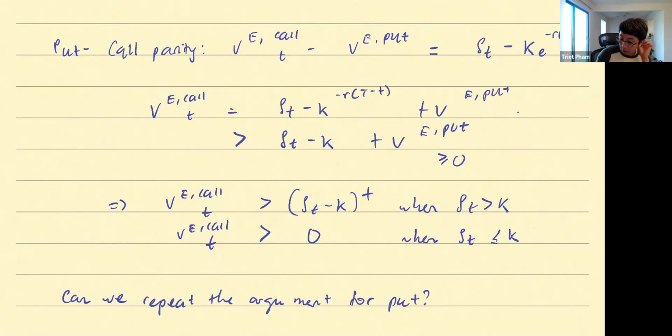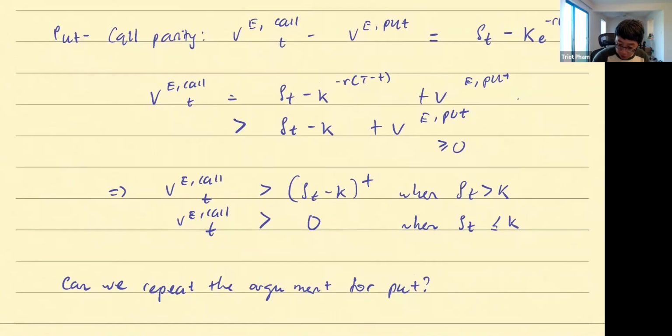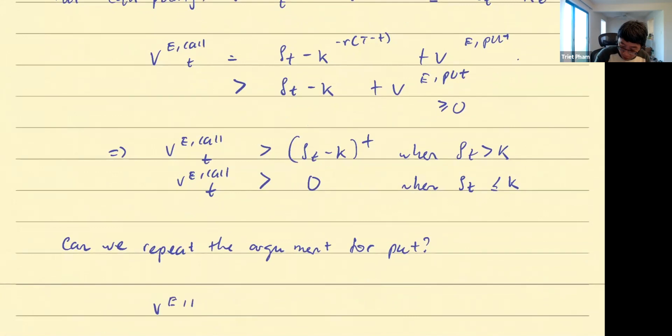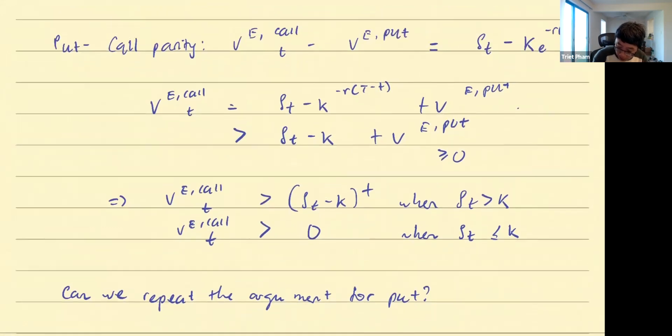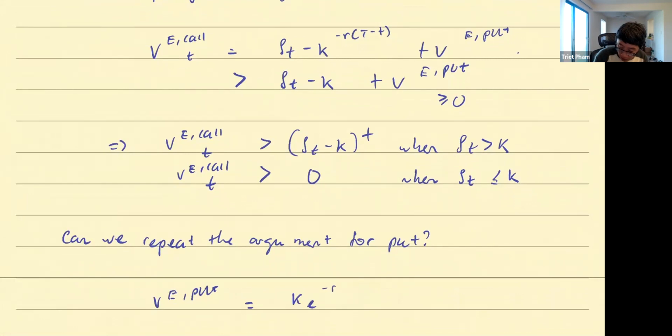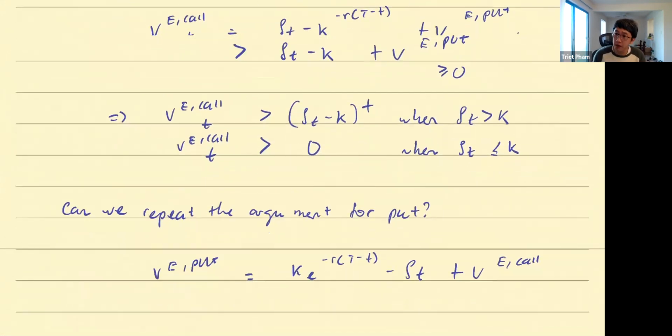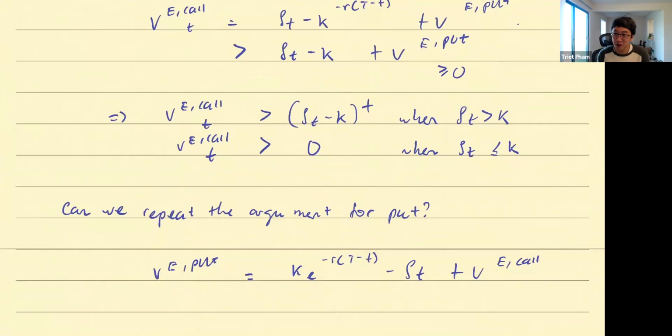Well, you see, first of all, if you were to turn things around, then you will get V European put will be K e to the minus R times (T minus S) minus T minus S plus V call. Okay. Now, what's the intrinsic value? Now that I learned that term, I so much like to use it. You see, I'm a good student. What is the intrinsic value of a put option?